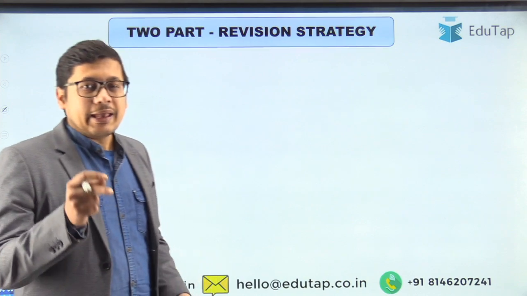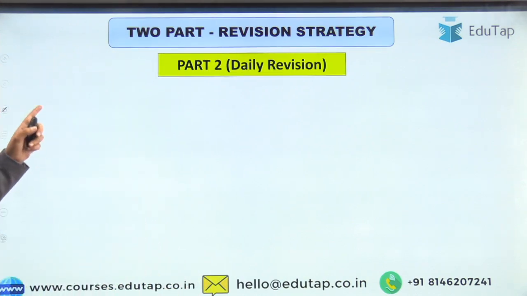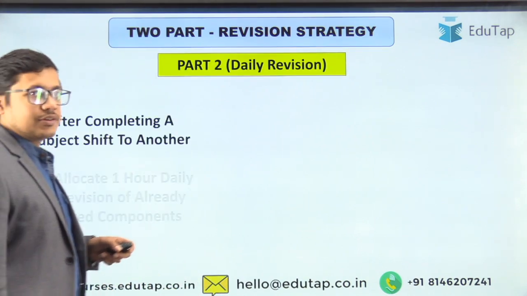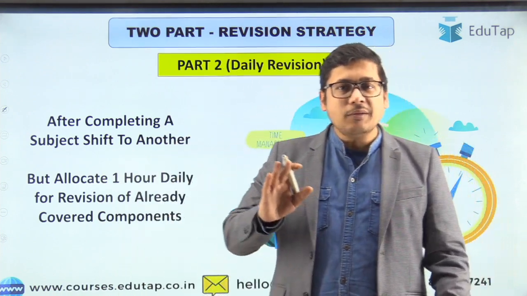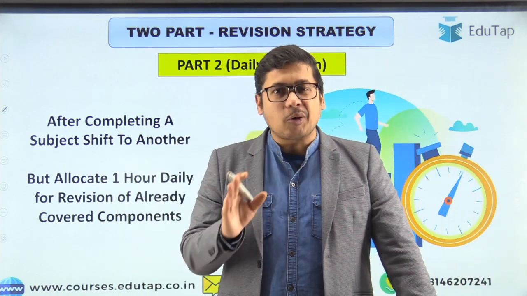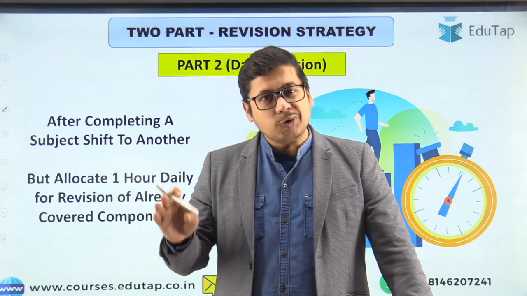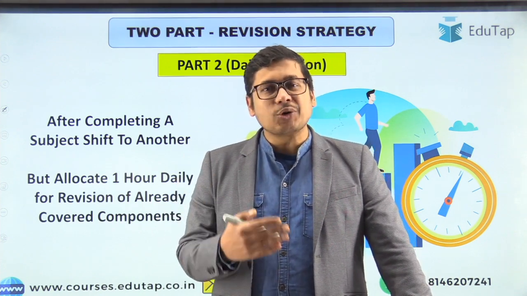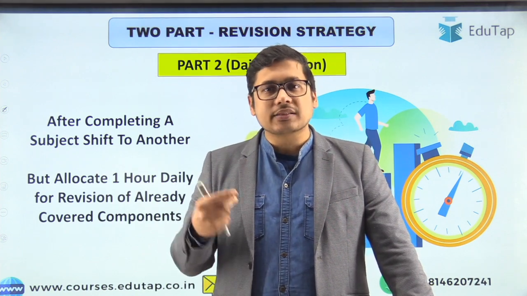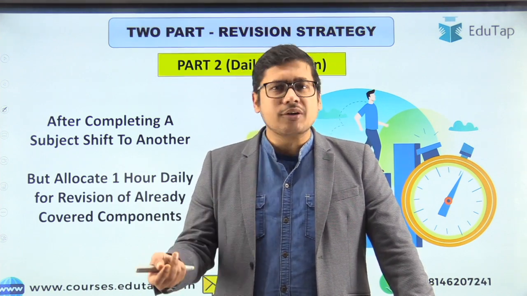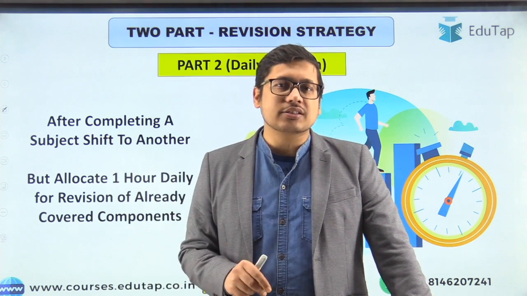What is part two? In part two, we are going to do daily revision. In this daily revision part, whenever you complete one subject, let us say Indian modern history, you are covering that modern history weekly. In the weekends, you are revising modern history. Let us say after 2 weeks or 3 weeks, your entire modern history syllabus is complete. And now you pick up another subject, let us say industrial relations and labor laws.